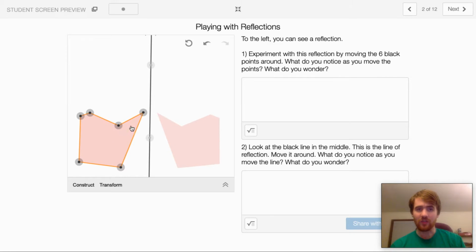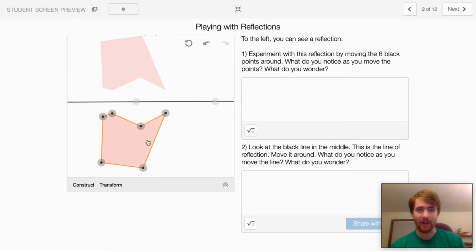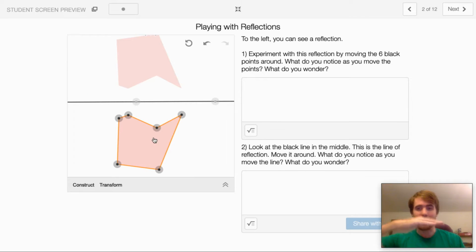Another thing you can do with reflections is you can actually change the line you're reflecting across. So right now we're reflecting across this vertical line in the middle, but we can change that. Maybe instead we want to reflect across a flat horizontal line. Same thing, except this time we're flipping up to down instead of side to side.